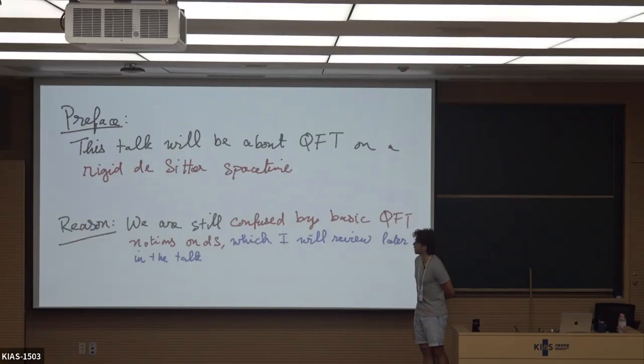So I just want to set the stage. This talk is going to be about QFT in de Sitter. There's not going to be any quantum gravity turned on. I think it's important to make that clear, in particular because we're very confused by just regular QFT notions in de Sitter. I'm going to talk about some of the issues later in the talk. But just know that many of the things that we take for granted with respect to QFT don't apply immediately when we port flat space QFT onto the de Sitter manifold.